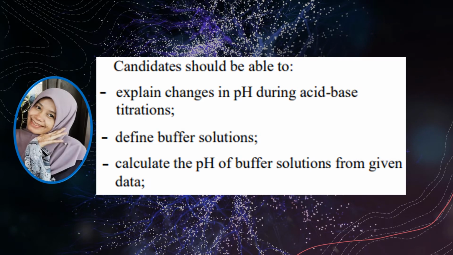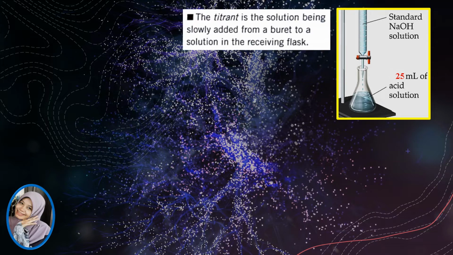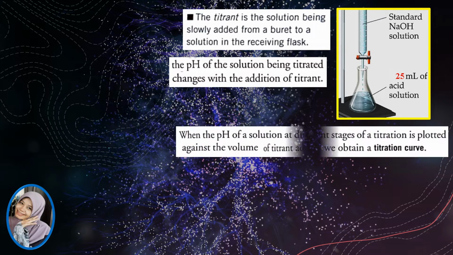Okay students, these are learning outcomes you should understand at the end of this video. This is a type of equipment to perform titration. The titrant is the solution being slowly added from burette to a solution in the receiving flask. The pH of the solution being titrated changes with the addition of titrant.